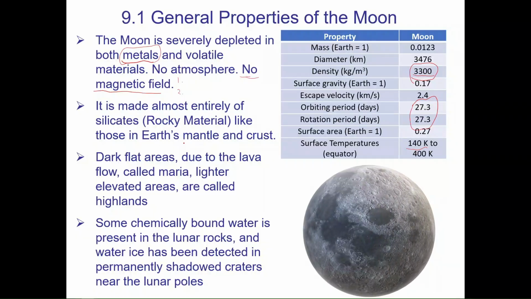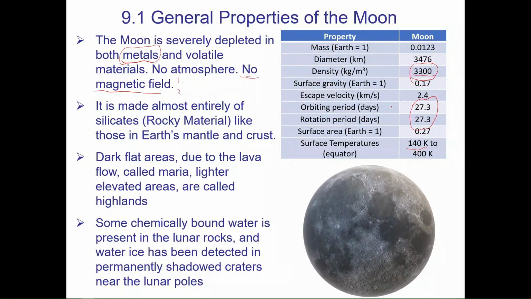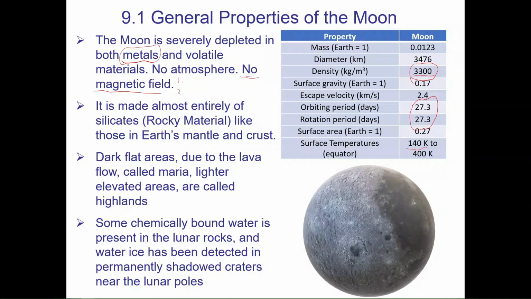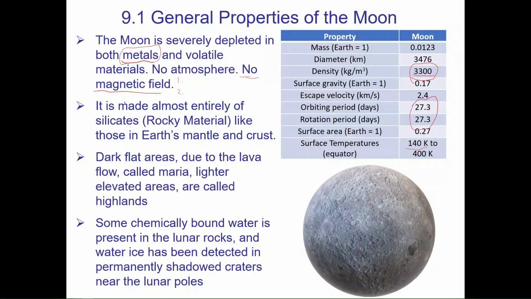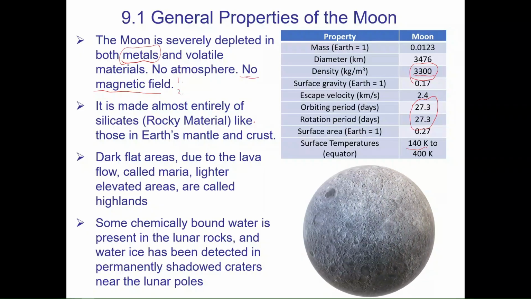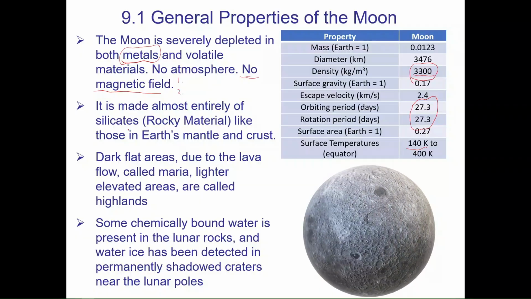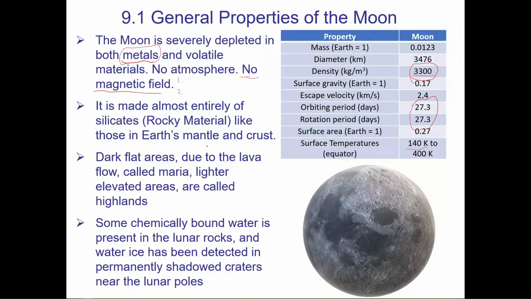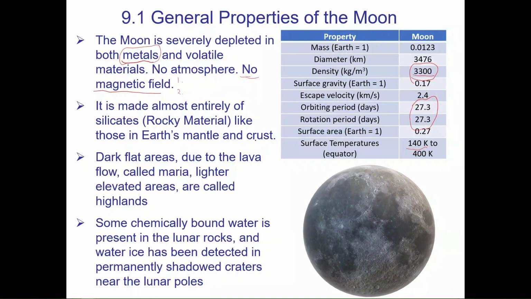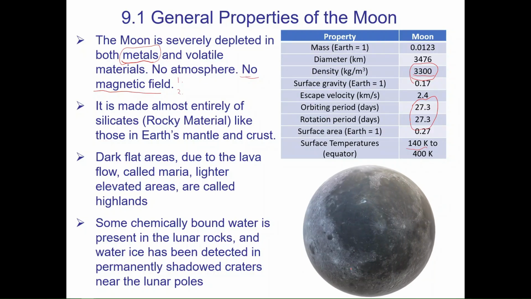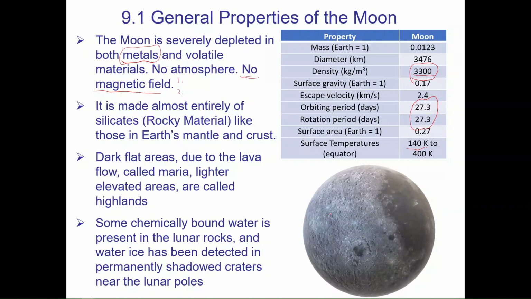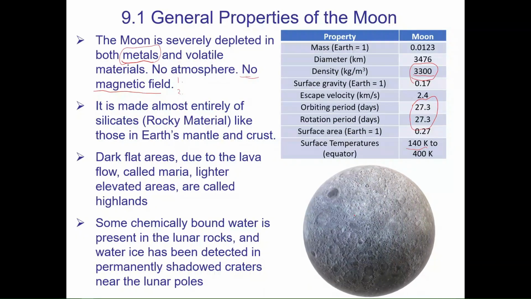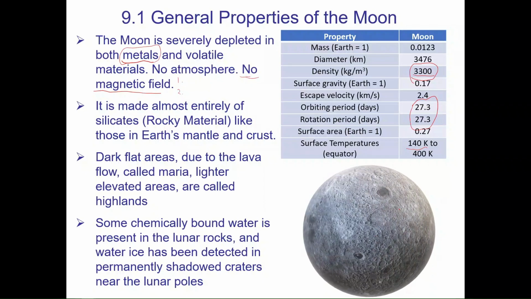As we talked about, based on the density of the moon, as well as our observation and the samples we took from the moon, we know the moon is made primarily, almost entirely, of silicates, basically rocky material, which is really like that in Earth's mantle and crust. If you look at this rotating 3D model of the moon, you can see a majority of the part is covered by craters. It looks a bit lighter in color.